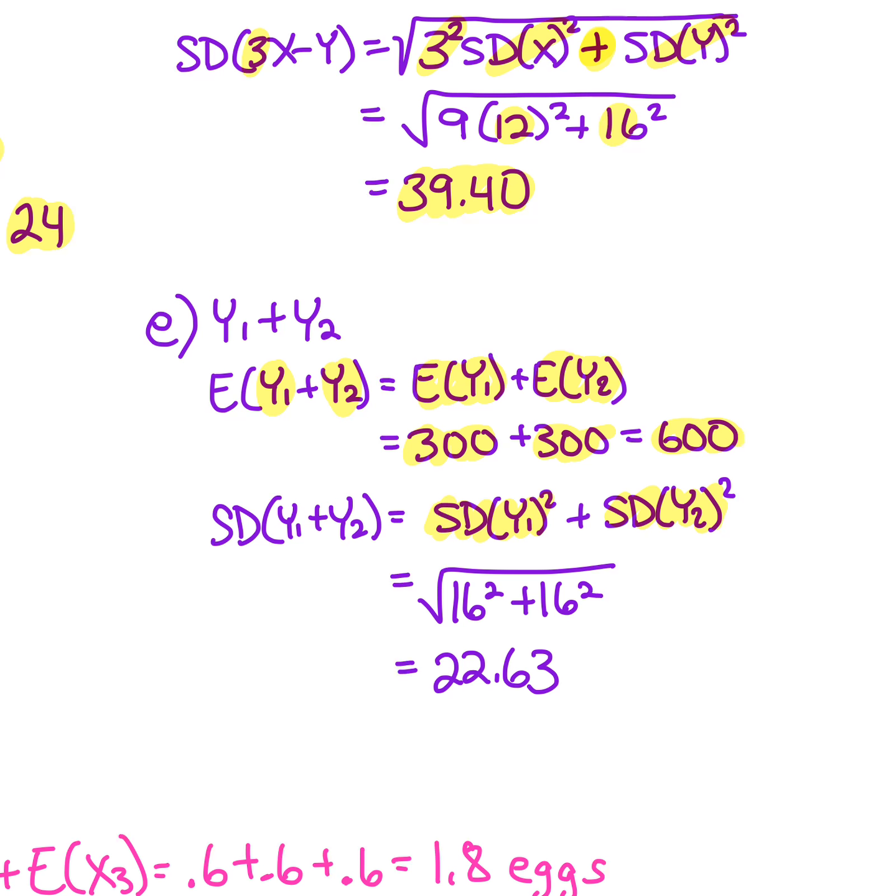And here my standard deviation was 16, so my variance is 16 squared plus 16 squared. And then if I take the square root of that, I end up at my standard deviation of 22.63.